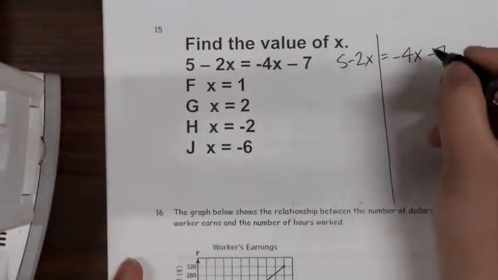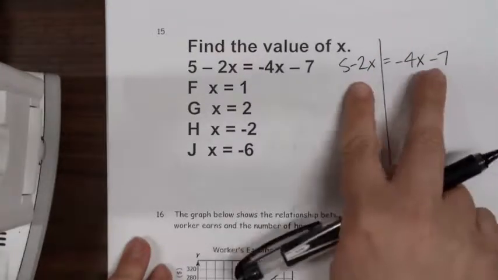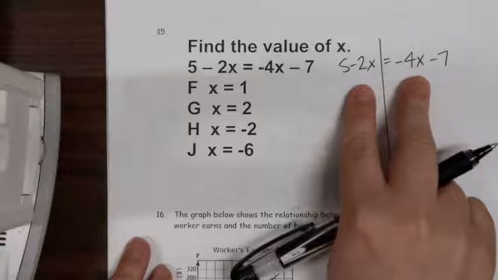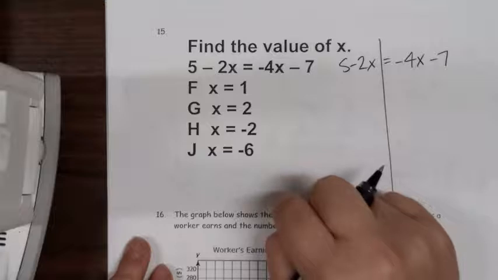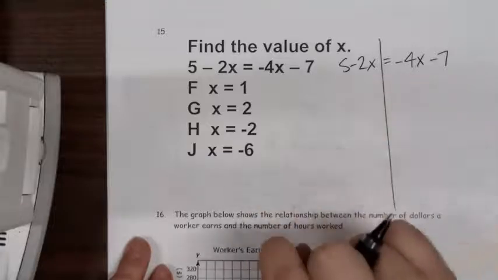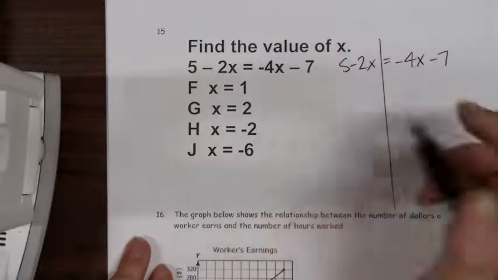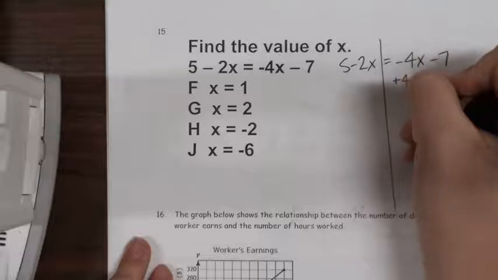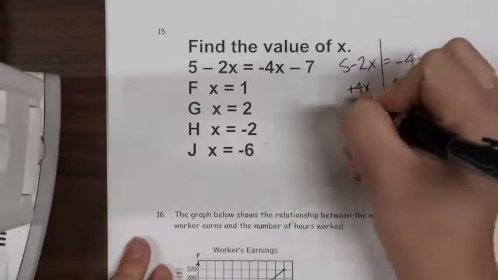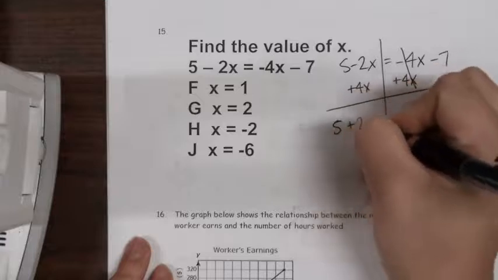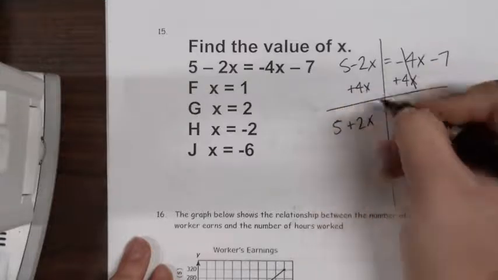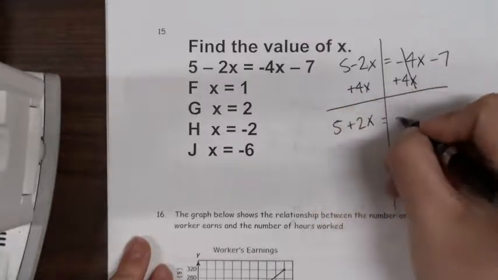Okay, first thing I'm going to do: I have negative 2x and negative 4x. You're going to add, but pick one. I can either add 2x to both sides or add 4x to both sides. The reason I'm adding is because these are both negative and the opposite of negative is positive. I'm going to choose to add 4x because I want to get rid of negatives because I don't like using them. So I have 5 plus 2x, because negative 2 plus 4 is 2, equals negative 7.